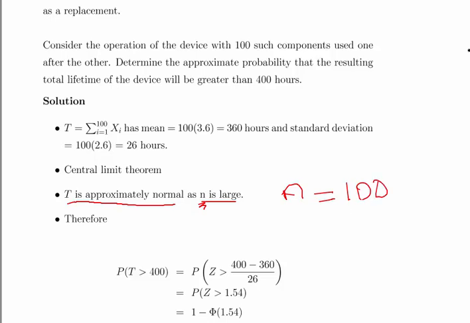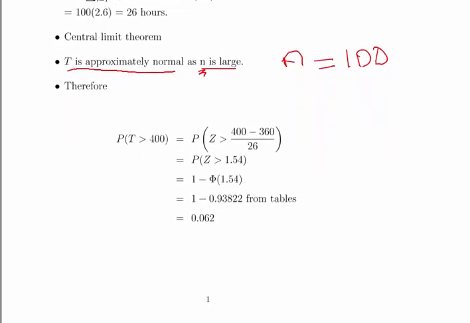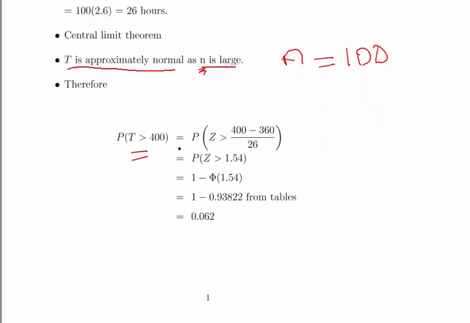Now after that, that's really where we need to be. Essentially what we have here is the value we're interested in, 400, and the mean, which is 360, and the standard deviation there is 26. So this is a straightforward z-score calculation. You should be okay with this sort of stuff. You should have mastered the normal distribution before you got here.